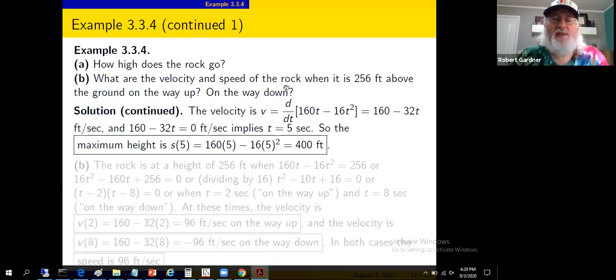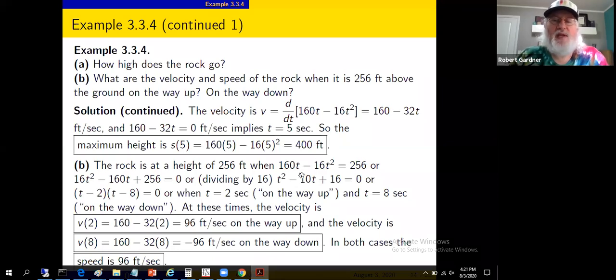What are the velocity and speed of the rock when it's 256 feet above the ground, on the way up and on the way down? All right, well, same idea. We'll have to figure out when it was at that height. So we'll take the height function, 160t minus 16t squared, and we'll set it equal to 256 and solve it and hope they've given us nice numbers. So solve for t, should get two values. Let's get the variables on the right-hand side.